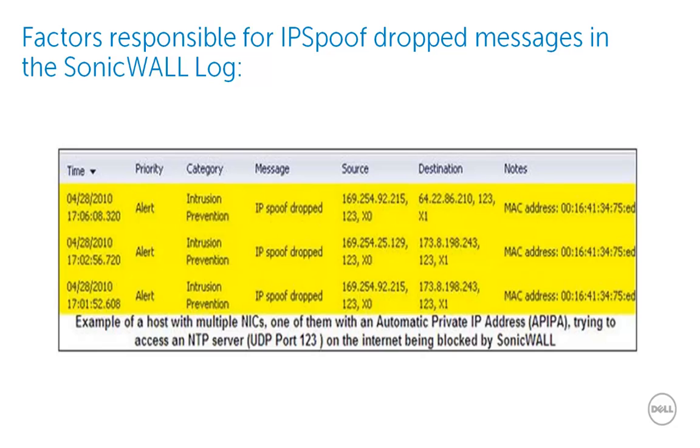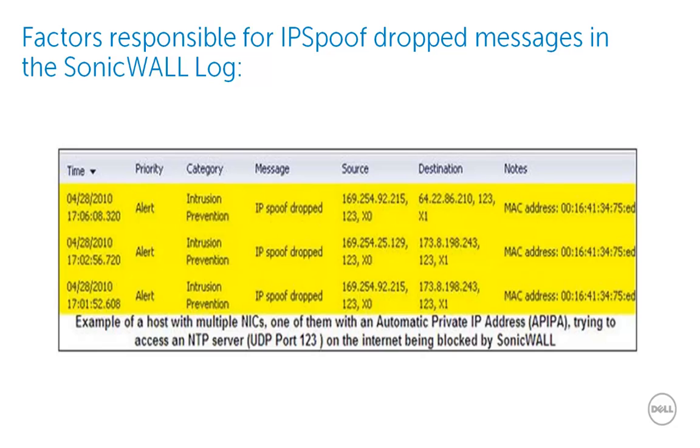Hosts with multiple network interface cards could also pose problems when one of the network interface cards has an automatic private IP address, also known as a PIPA. These network interface cards could try to pass traffic through the SonicWALL with the MAC address of the adapter connected to the SonicWALL. The workaround is to disable these adapters or ensure that a valid IP address is configured on them.